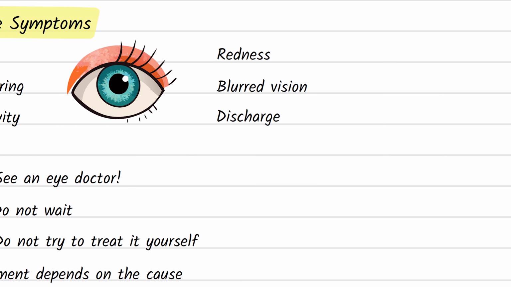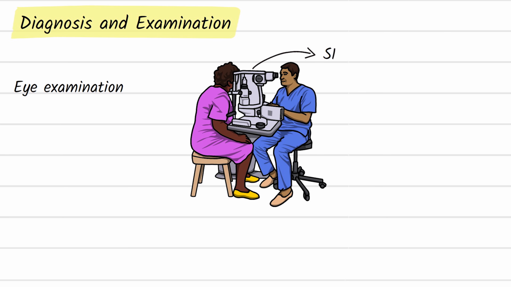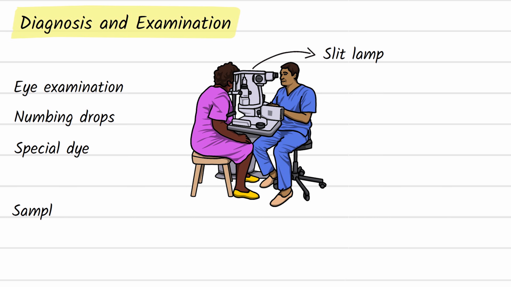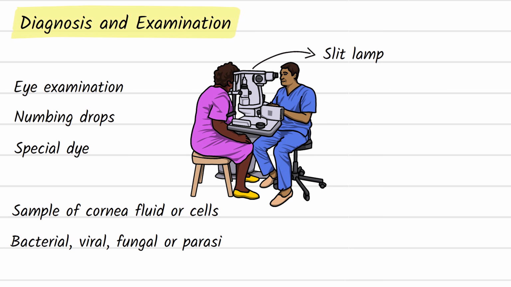When you visit an eye doctor with suspected keratitis, they will examine your eye using a microscope called a slit lamp. They might put some numbing drops in your eye and then put a special dye on your cornea to see if there are any ulcers or defects. If they suspect an infection, they might take a sample of the fluid or cells from your cornea for testing. This testing helps determine whether you have a bacterial, viral, fungal, or parasitic infection, and this determines your treatment.